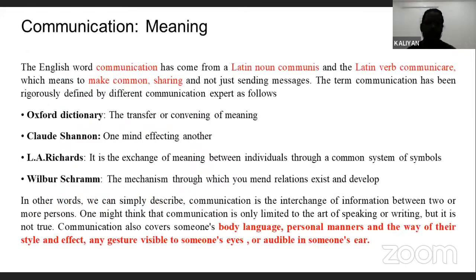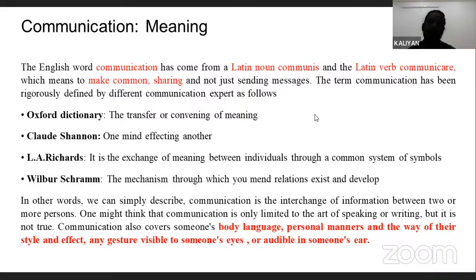So this is the first slide. Communication meaning. What is communication? Communication is an English word. It came from the Latin noun communius and the Latin verb communicare, which means to make common or sharing. So the root word of communication is Latin. In the Oxford Dictionary, communication means the transfer or conveying of meaning.